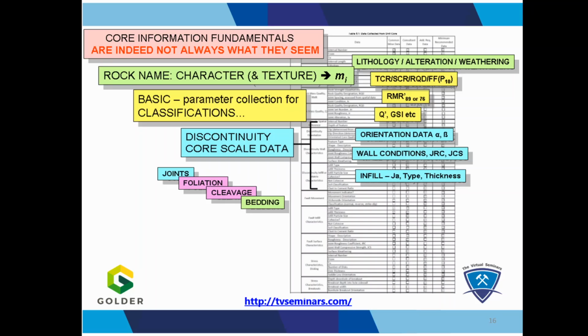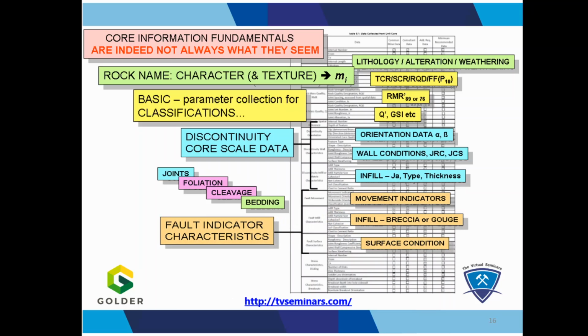The discontinuity data, we should be able to pick up good orientation, especially if we have televiewer information to back it up. Conditions of the wall rocks, and the infill, and the types of discontinuity. Sometimes we can find out about movement indicators on faults, the gouges and the infills, and the surface condition. And if we see disking or breakouts in the core, these can give us clues to stress.